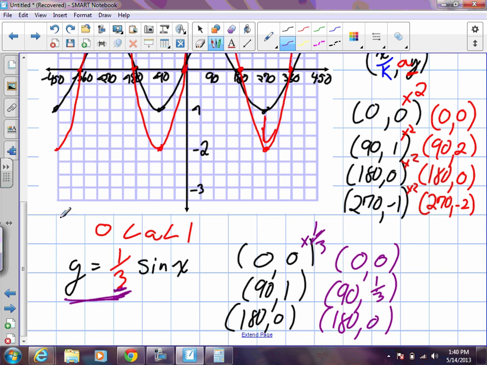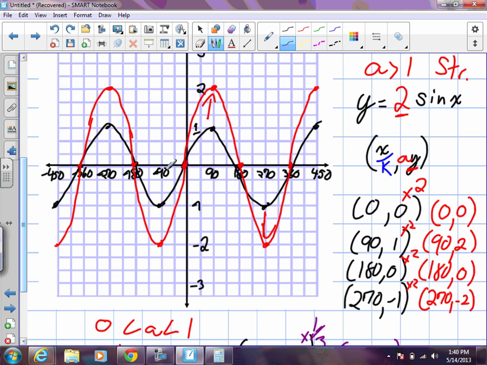So what does that mean for this? Well, we would still be at 0 and 0. 1/3 of 1 would happen to be here. 180 and 0, which means negative 1 times 1/3 would be negative 1/3, which would put the graph there. So if you notice, this is a compressed version. It's gone down from the original one. And you can continue that pattern also as you go through it. This is a compressed version of the original black sine wave.